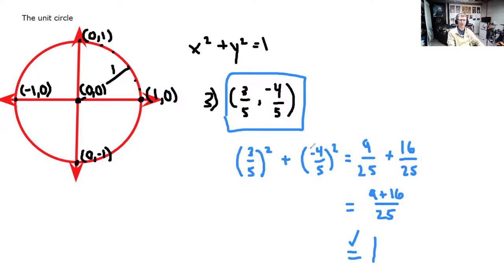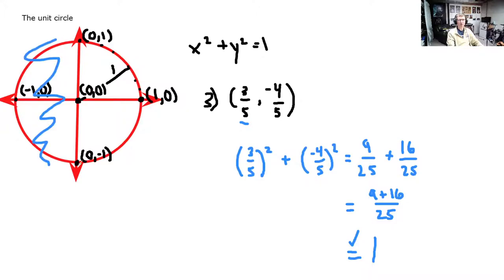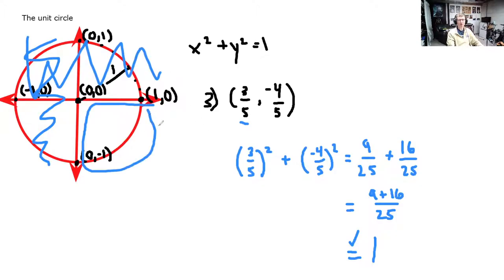Which quadrant is it in? Well, it's got a positive x coordinate, so it's not over here on the left. It's got a negative y coordinate, so it's not up here. That means it must be somewhere down here. Okay, and if we wanted to be more particular, we could try and plot out fifths on the x-axis and find 3 of them, and plot out fifths on the y-axis and find 4 of them, and it might be something like that.